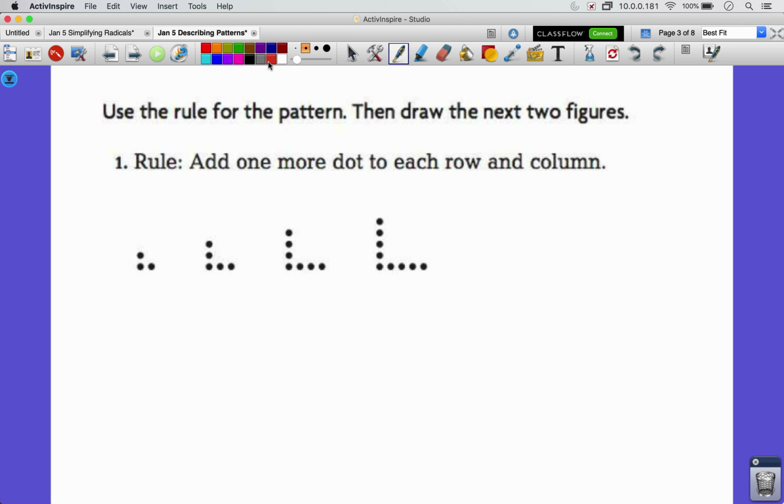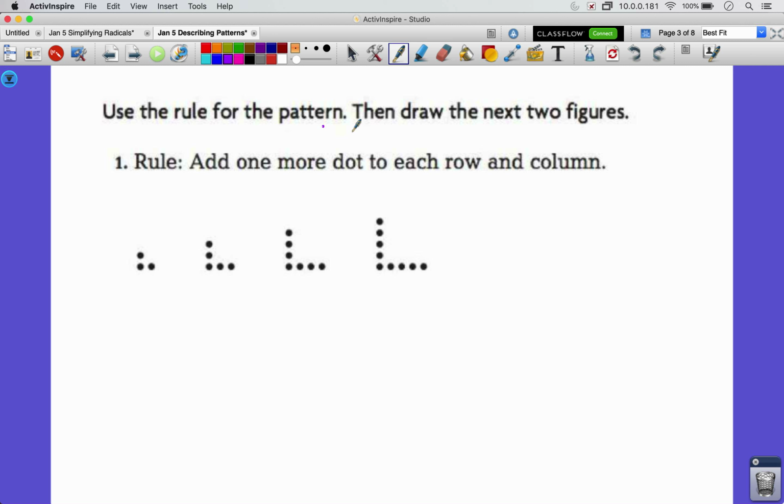All right, so in your notes, I want you to do your best to sketch this pattern here. This is a dot pattern. And the rule for this pattern is we want to add one more dot to each row and column to grow the pattern. All right, once you've got this dot pattern sketched, you might need to pause the video. We're going to label a few things.